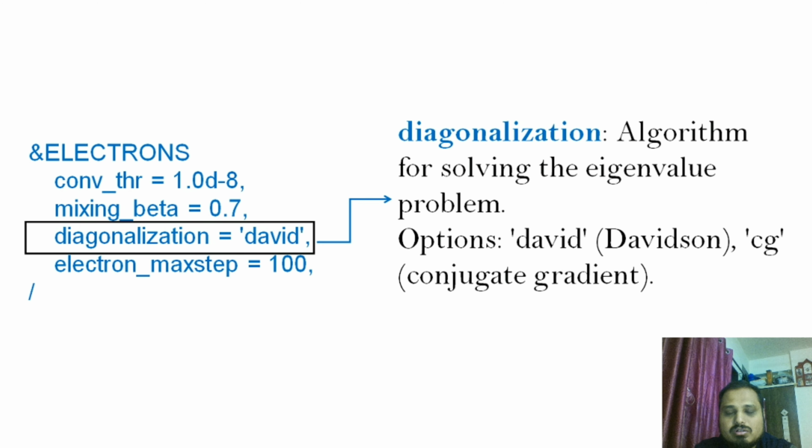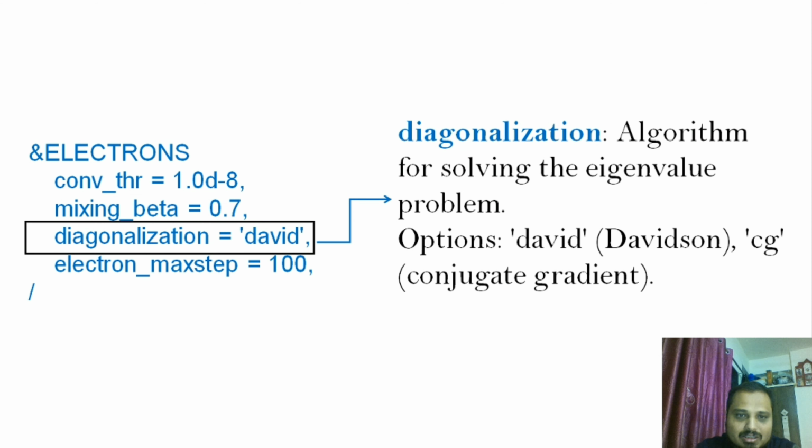For diagonalization, we have two options. First one is David and second one is CG, that is conjugate gradient. So basically diagonalization is an algorithm for solving the eigenvalue problem.